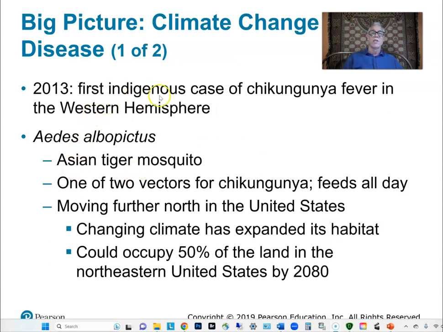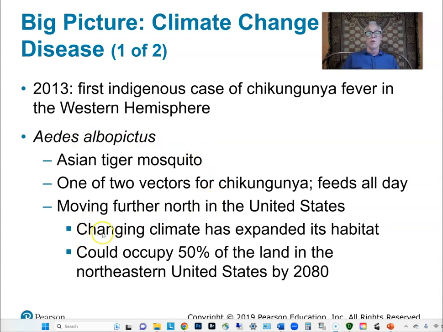The first indigenous case in the Western Hemisphere was in 2013. Again, Aedes are the Asian tiger mosquito. They have white and black stripes on their body, and they feed all day. Unlike the mosquitoes that carry malaria, which feed only at nighttime, so you mainly need mosquito nets on the beds, and also, of course, eliminating mosquitoes from the community, it's much easier to treat in terms of controlling mosquitoes. In this case, the mosquitoes are around all day long.